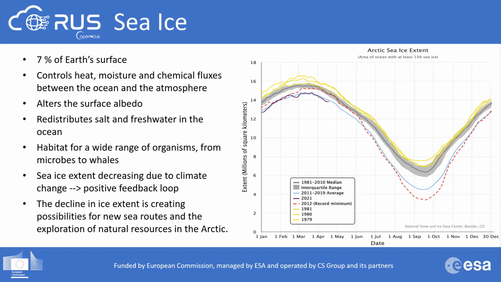Then you can also see the start of this year, so 2021, and we are already moving even below the record minimum of 2012. Furthermore, in blue, you can see the average of years between 2011 and 2019. And here you can see that this average is much closer to the record minimum of 2012 than it actually is to the median of the preceding 30 years.